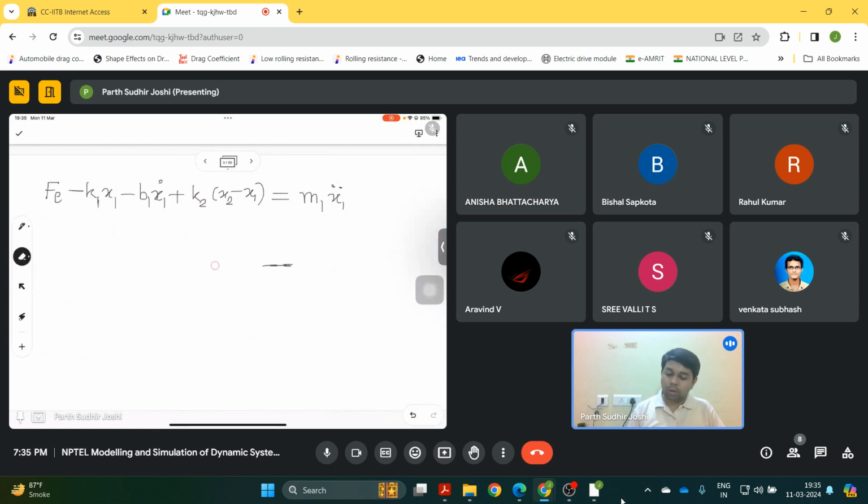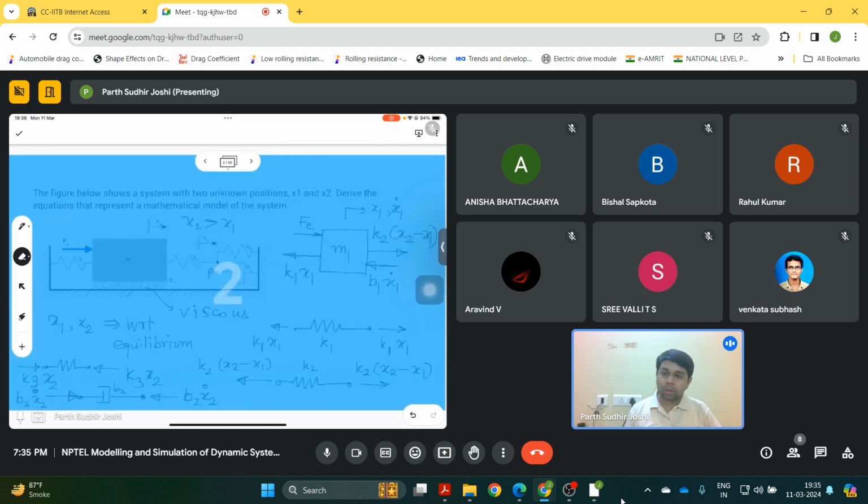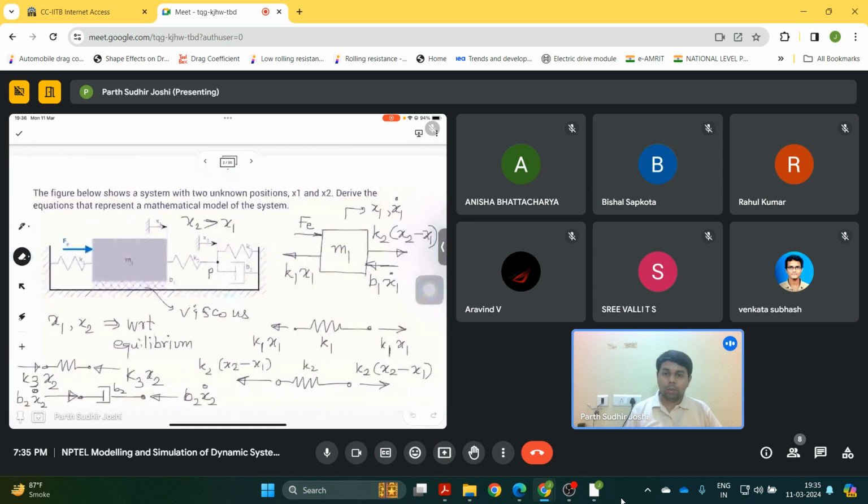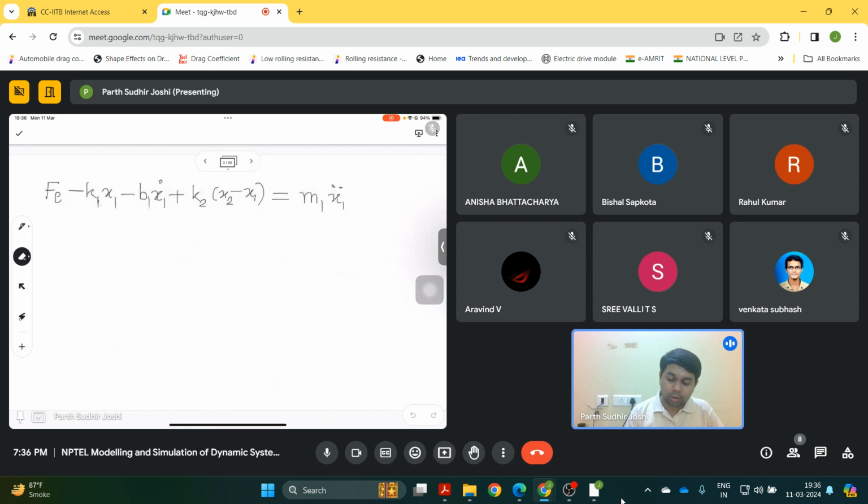So this will be the equation of motion for the mass m1, and similarly we can write down the equation of motion for the point P now. Basically for that, we can show the point P here.